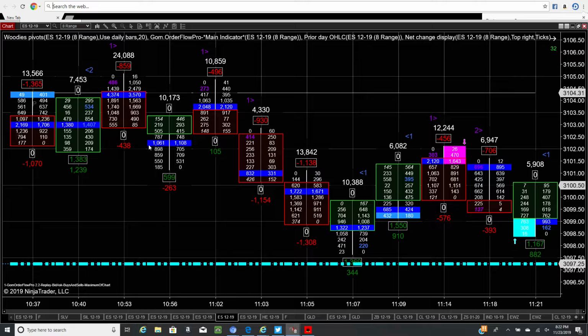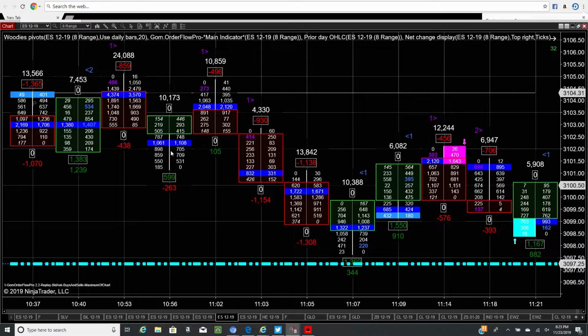The most important part of all of my work is this blue shading. See this blue shading here, the blue here, the blue here, the blue here. All that is the point of control. And the point of control is nothing more than where the most amount of volume went off inside that bar. The most number of contracts that were traded. That is the focal point inside each one of these candles. And it is paramount.